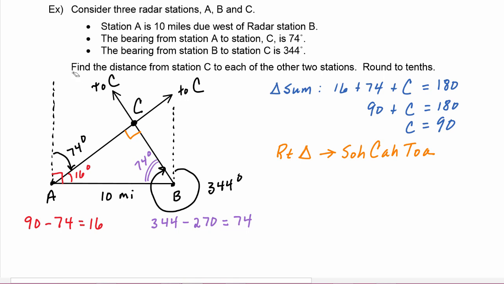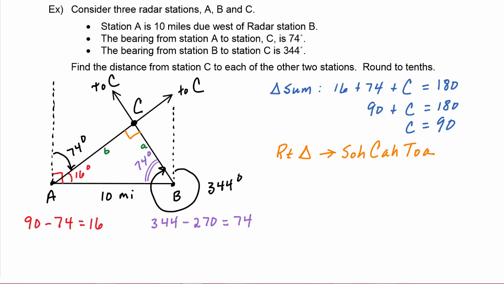The question asks us to find the distance from station C, which is right here, to each of the other two stations. So since this is angle B over here, then we're going to call its opposite side lowercase b. And since this is angle A over here, we'll call its opposite side lowercase a. And now we can use SOHCAHTOA.